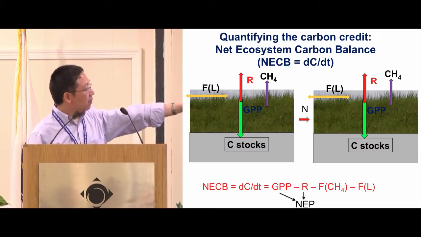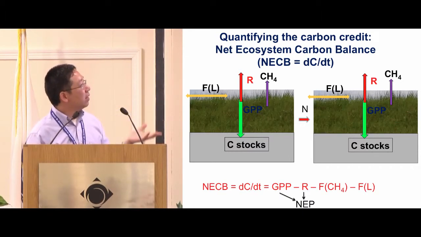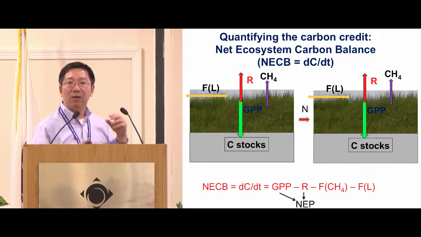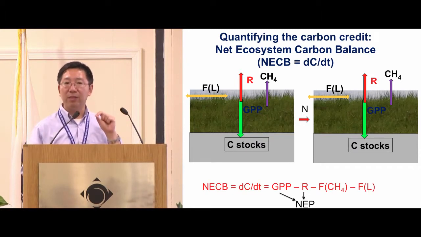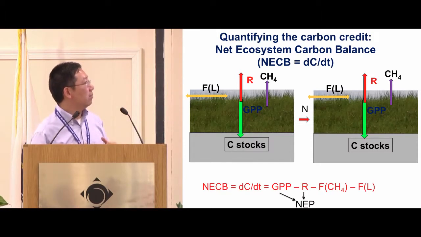So there's a final thing, NECB. We use this term to quantify the change of the carbon flux or carbon credit, which is dC/dt, the change of the pool. Basically, the rate of change of the carbon stock is defined by the NECB, which is the net ecosystem carbon balance. And we can calculate it from those terms.